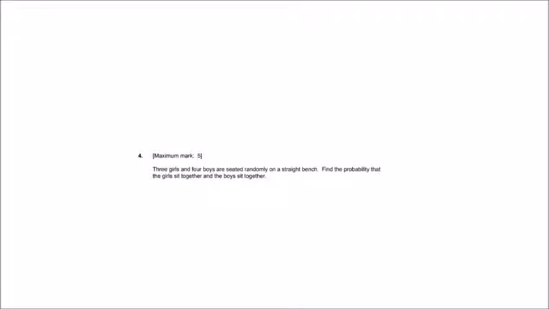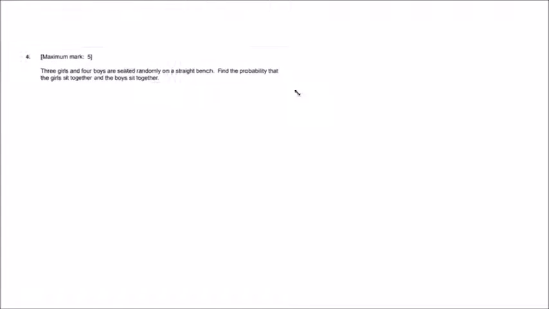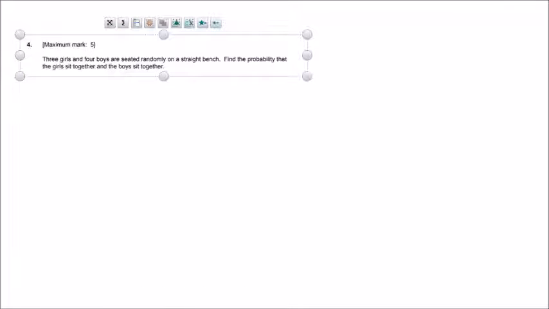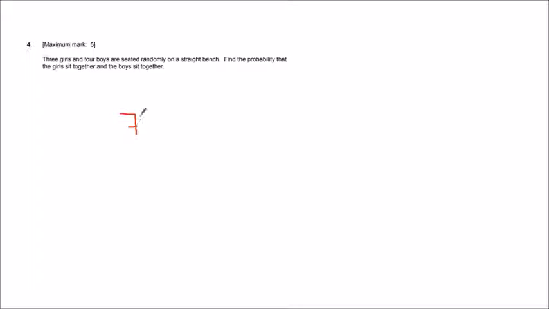Next, 3 girls, 4 boys are seated randomly on a straight bench. Find the probability that the girls sit together and the boys sit together. So girls have to all sit together, and the boys have to all sit together. Okay, so that's kind of easy. 7 factorial ways for the girls and the boys to arrange themselves, and 3 factorial ways for the girls to shift in their own area, and then 4 factorial ways for the boys to shift in their own area.